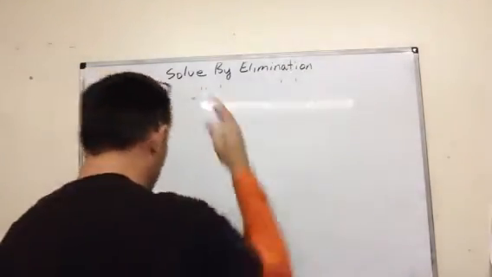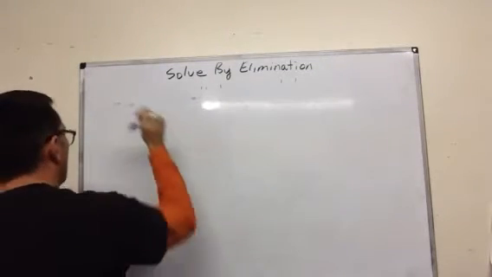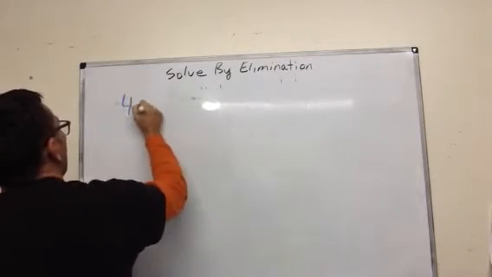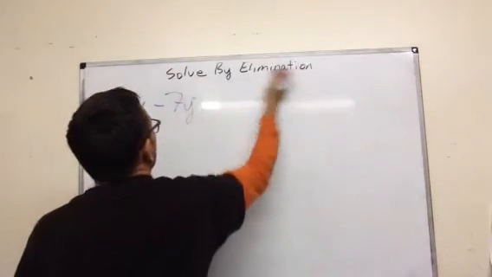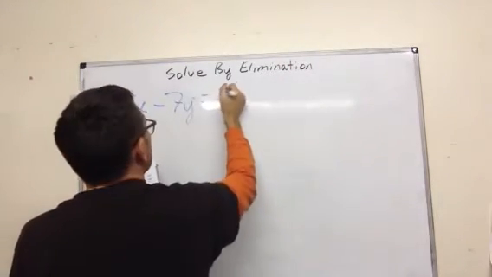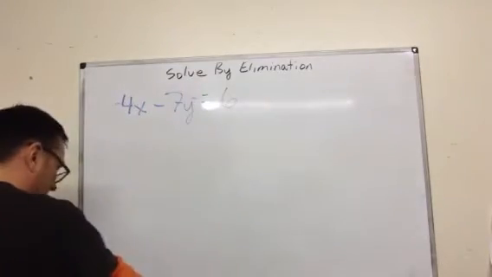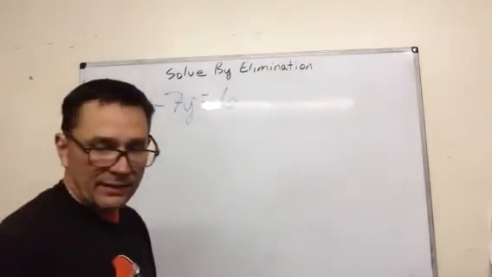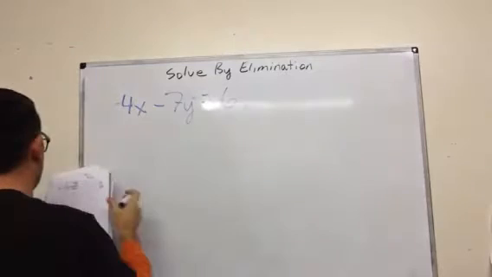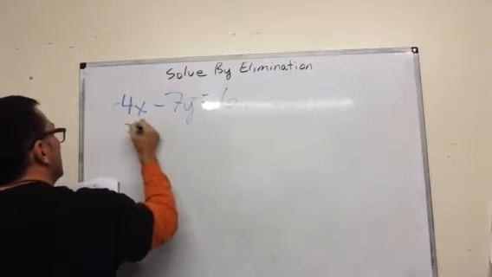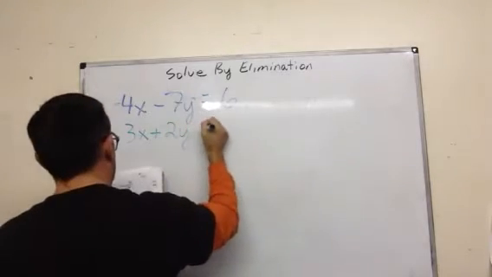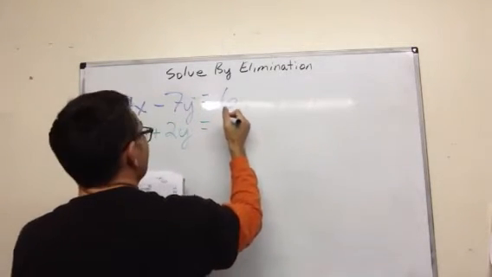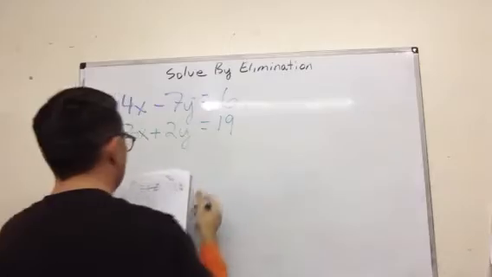So problem one. First equation: 4x minus 7y equals 6. And the second equation, I'm going to put in green, is 3x plus 2y equals 19.